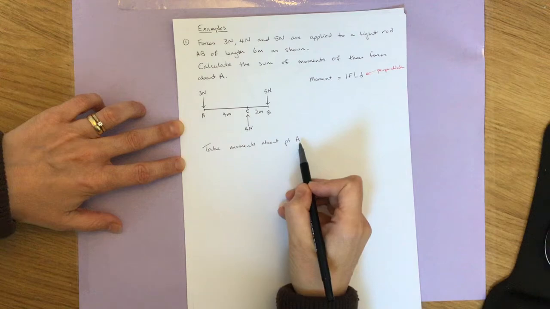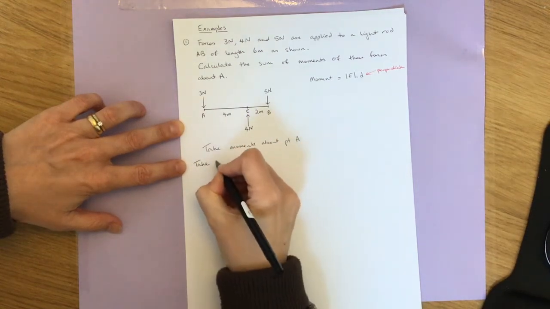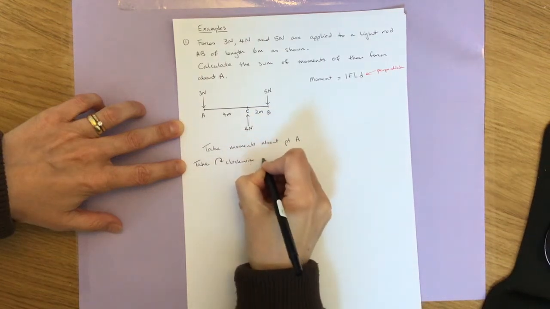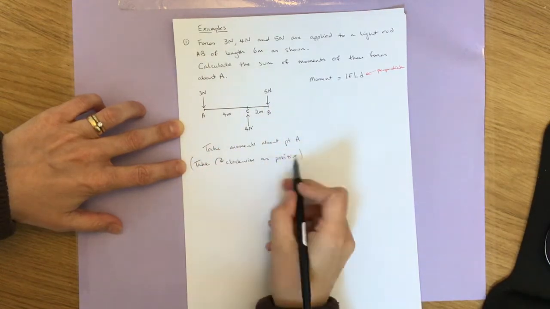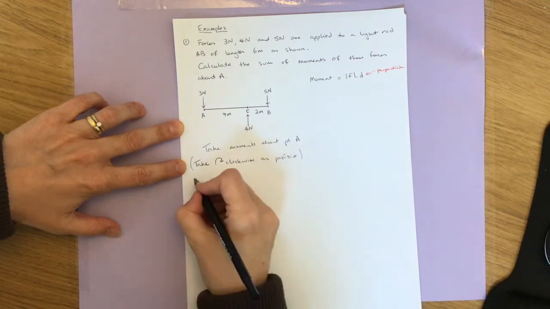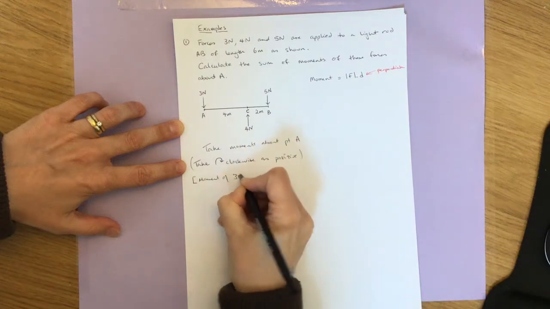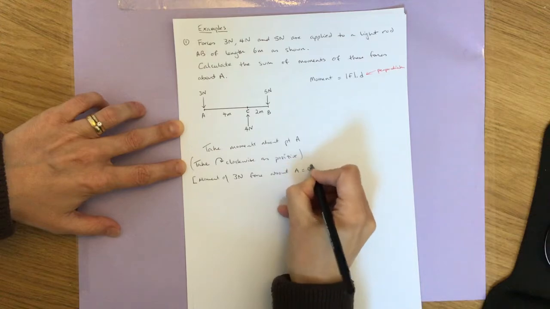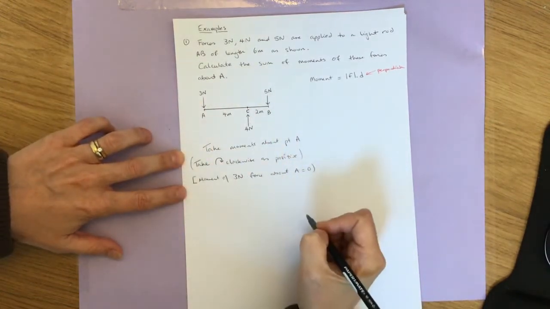Okay, let's have a look at taking moments about A. And I'm going to tell the examiner that I'm going to take clockwise as positive here. And we've seen that before, haven't we, telling them which direction we're going to take as positive in other questions. Again, just to make that point, the moment of the 3 Newton force about A is 0. So that force there can be discounted from our calculations, or we could put 0 in if we wanted to.